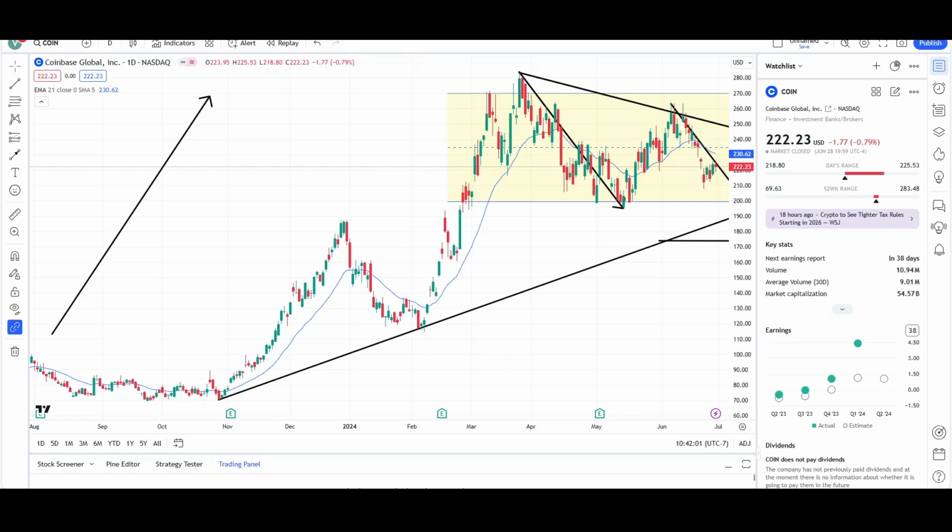I will first be going over what I see in the daily chart and finish the video off with the weekly chart. This video is for entertainment purposes only. Please trade at your own risk.